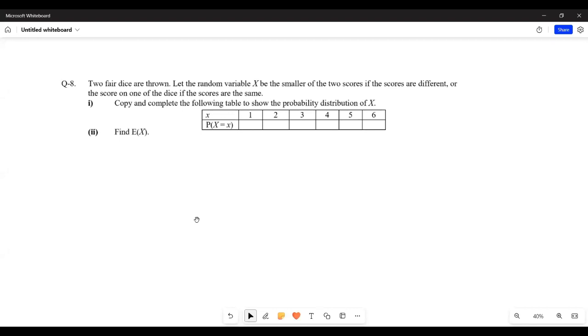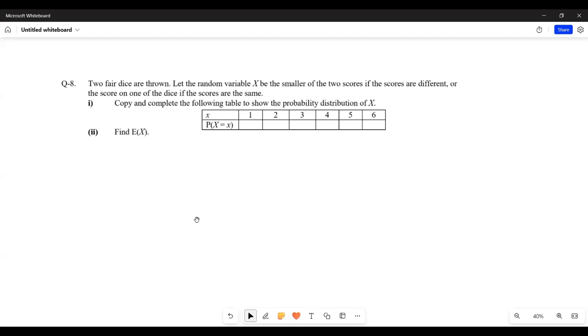Question number 8. Two fair dice are thrown. Let the random variable x be the smaller of the two scores if the scores are different, or the score on one of the dice if the scores are the same. Copy and complete the following table to show the probability distribution of x.